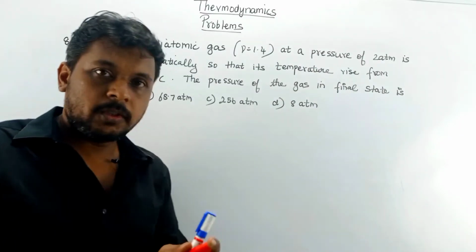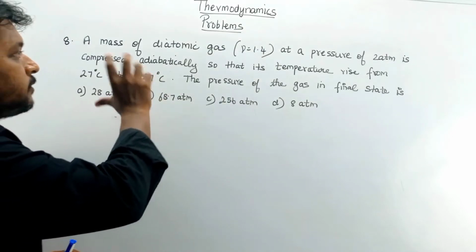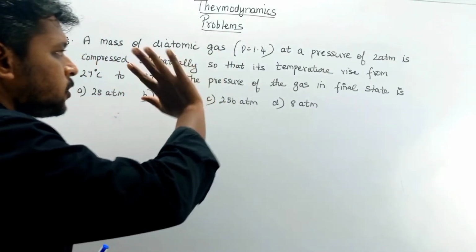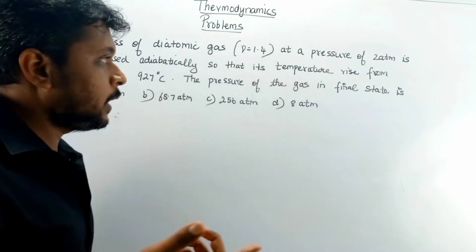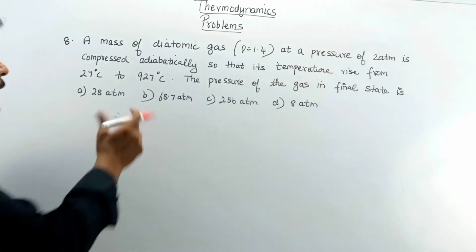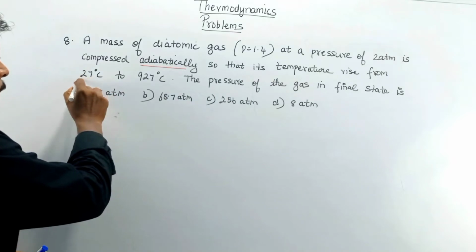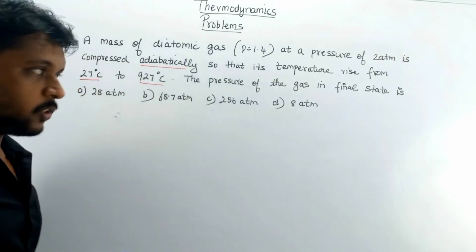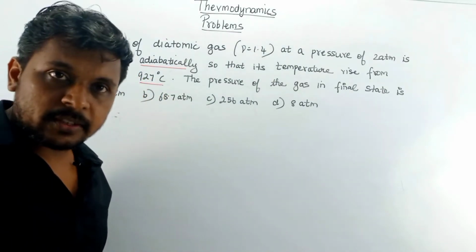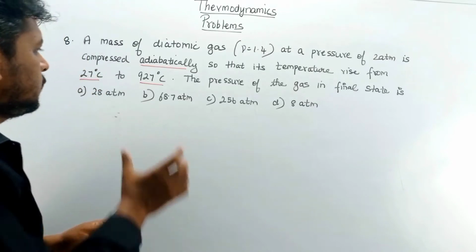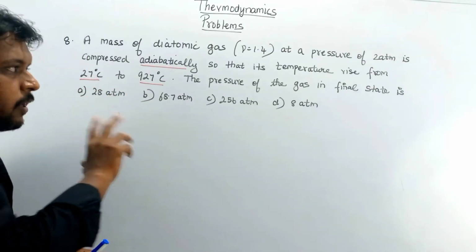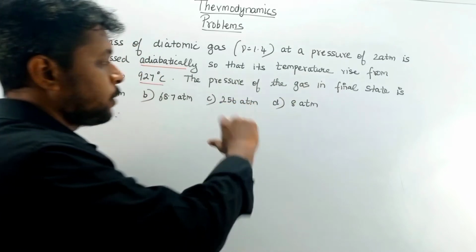Okay, the eighth problem. See, in this problem, they have given a mass of diatomic gas. The value of gamma is 1.4 at a pressure of 2 atmospheres. It is compressed adiabatically so that its temperature rises from 27 to 927 degrees Celsius. The pressure of the gas in the final state is. So here they have given the temperature values and they are asking for the final state pressure value.